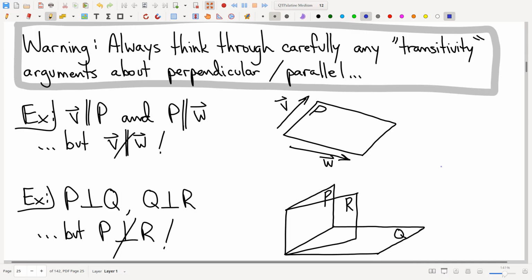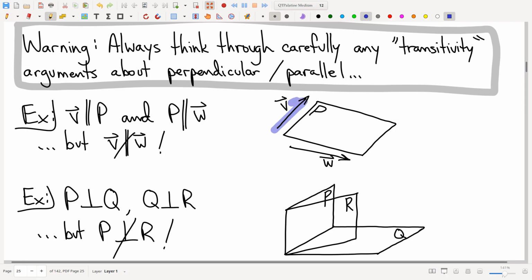Transitivity, in air quotes, transitivity arguments, are a little bit dangerous. They're not all as obvious as you might casually think at a glance, right? So here's a couple of fun little counterexamples. Everybody okay? Okay, all right.